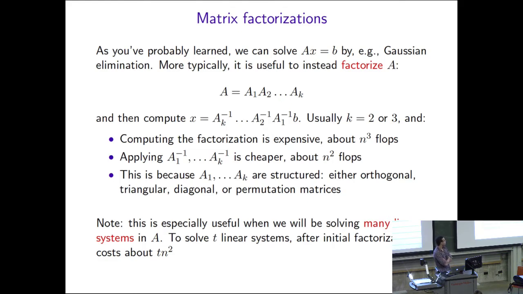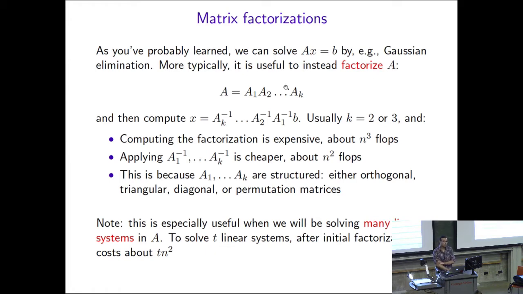More typically, it's useful instead to factorize a matrix to solve a linear system. Gaussian elimination is intuitive, but it has numerical problems in practice, so it's essentially never used. Matrix factorizations are much more stable, and they don't cost you anything in terms of computation. So using matrix factorization is both more stable and no more expensive. It's a method that people think about in principle but don't apply.